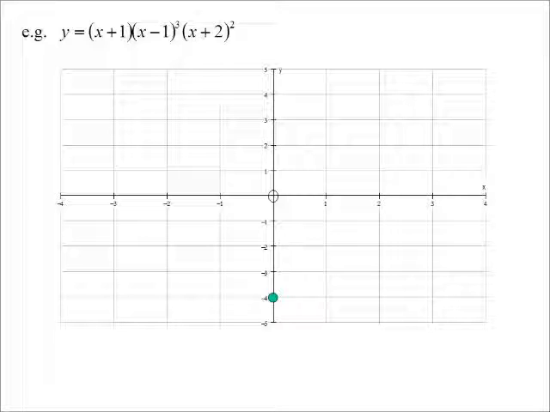So let's use this one as an example. Now I don't actually need to expand the whole thing out to find the y-intercept, because if I did expand it, I'd just be going constant times constant times constant. So we can look at this and go 1 times minus 1 cubed times 2 squared, which is, of course, minus 4. And that should be our y-intercept. There we go, down at minus 4. So that's the easiest one.